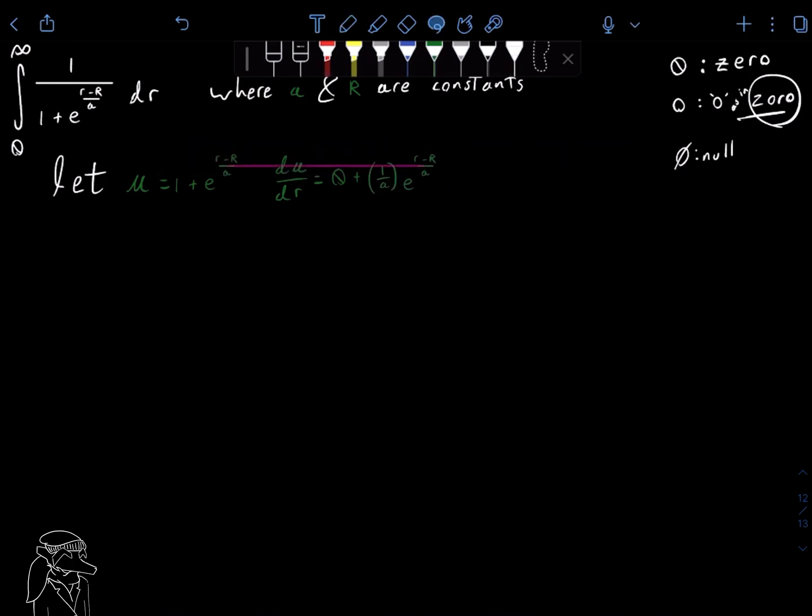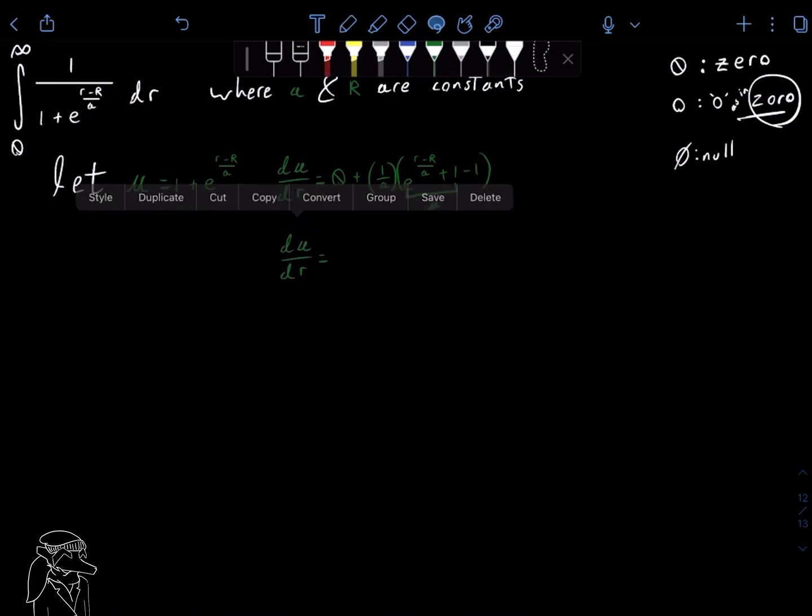So just rearranging this, adding plus 1 minus 1, these will cancel, but this term is conveniently u. So finally, rewriting it one more time.